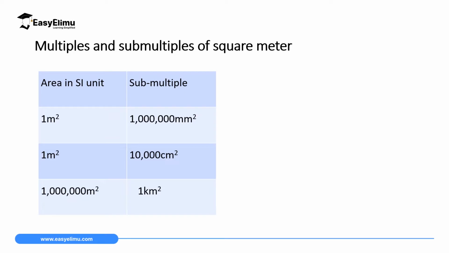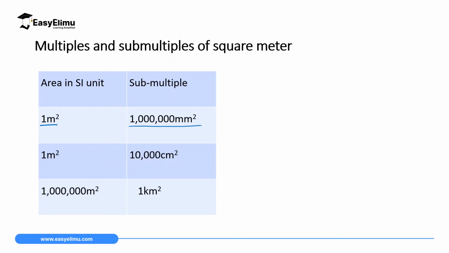Sometimes area is too big to be measured in square meters, and sometimes it is too small to be measured in square meters. So it is important to have some other multiples and submultiples which are going to help us to measure very big areas or very small extents of a surface. Now, one of the multiples we have is 1 square meter is equal to 1 million square millimeters. Now, is this true?